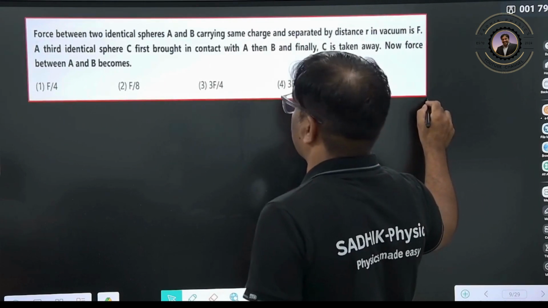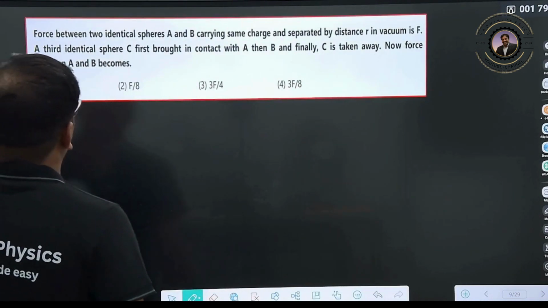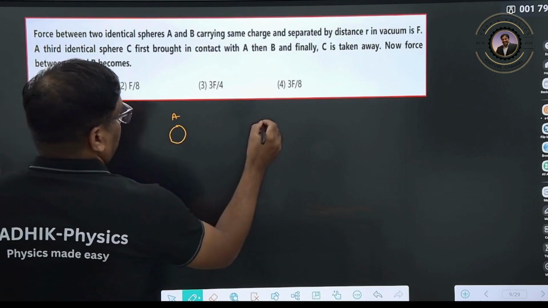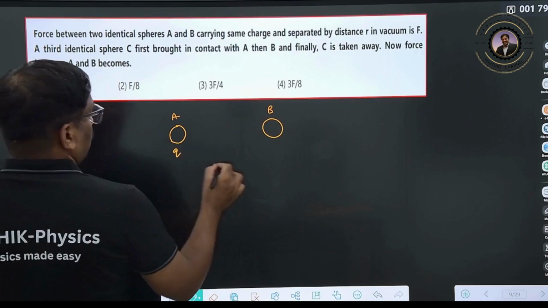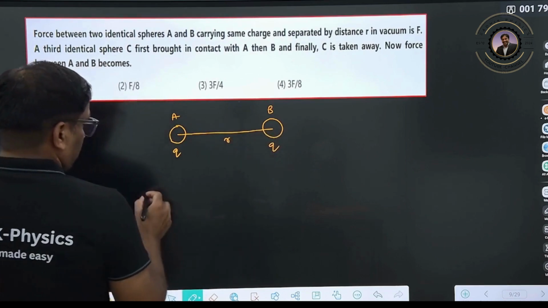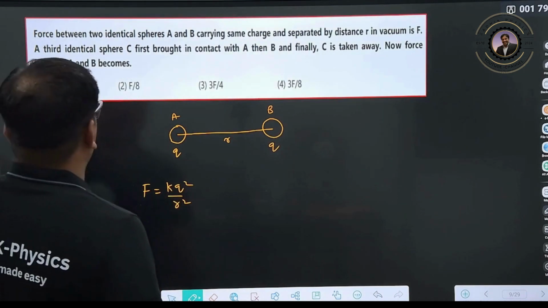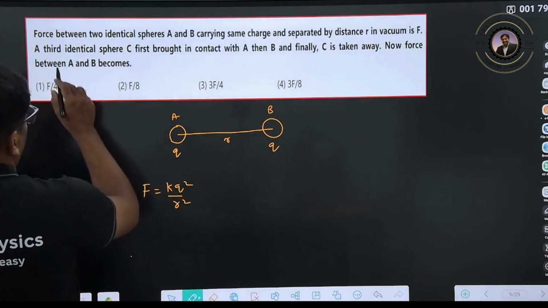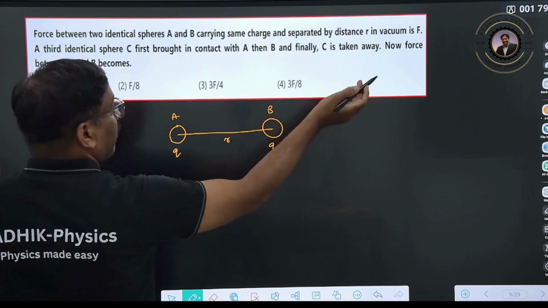Now try to understand this question. It's a very simple one. There are two identical spheres, this is A and this is B, carrying the same charge, Q and Q, separated by distance R. So the force between them is KQ square by R square in vacuum. A third identical sphere is there. First it is put in contact with A, then in contact with B, and finally C is taken away.